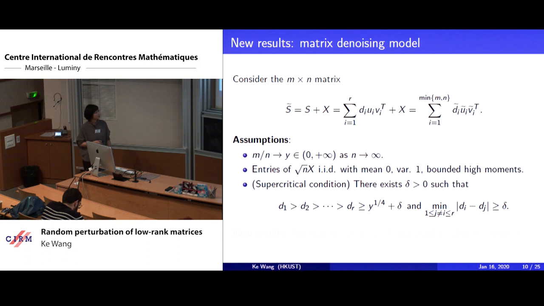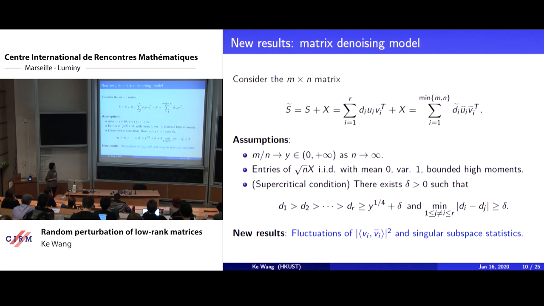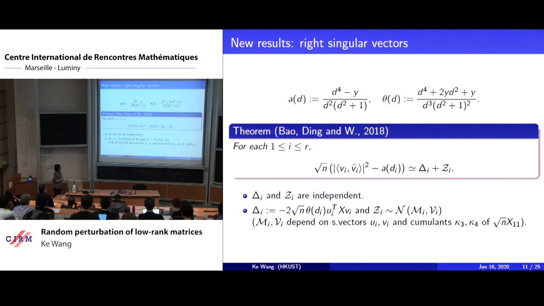So we'll give the result about the fluctuation of this quantity, ⟨vi, v̂i⟩ squared. We only give the result for the right singular vectors. For the left, you just apply the result to the transpose of those matrices. So the result looks like this. We define some auxiliary functions, a of d, where d here is the singular values, and theta of d.